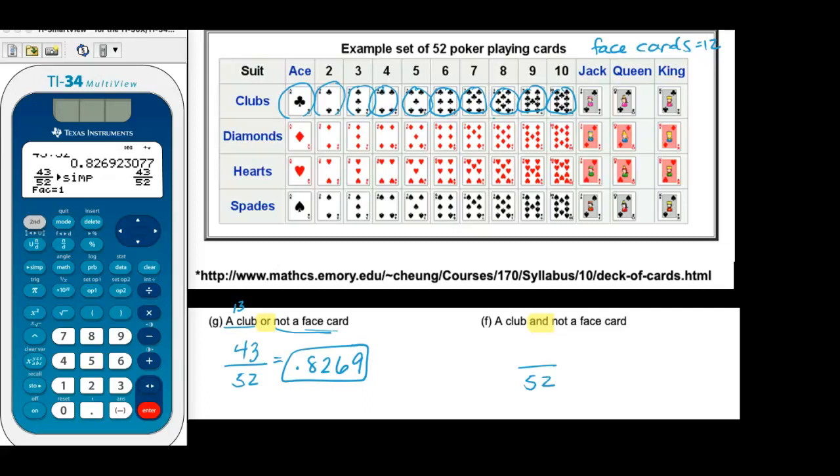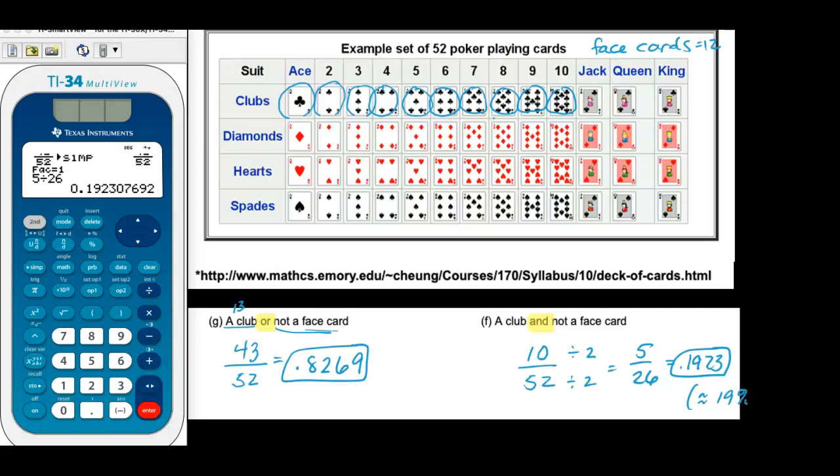The only cards that are a club and not a face card are these 10 right here, because all of these cards have clubs on them, and all of them are not a face card because they don't have any faces on them. They're not a jack, queen, or king. If we count those, we get 10 out of 52, and we can reduce this by dividing both by 2, and we get 5 out of 26. The decimal for that is 0.1923, which as a percentage, if we want to know the percent chance, is about a 19% chance of happening.